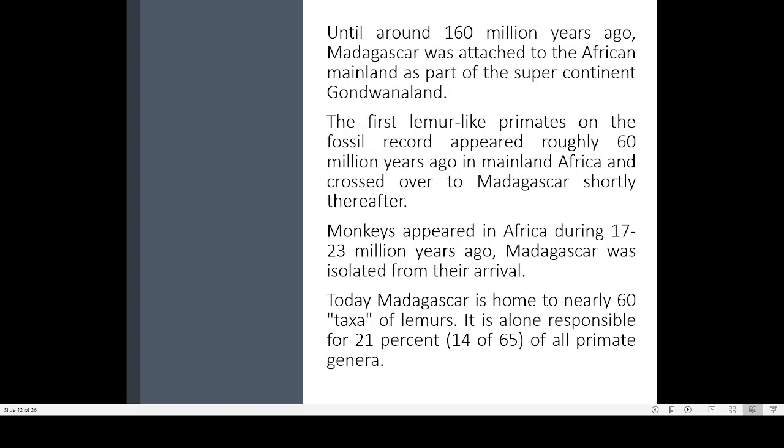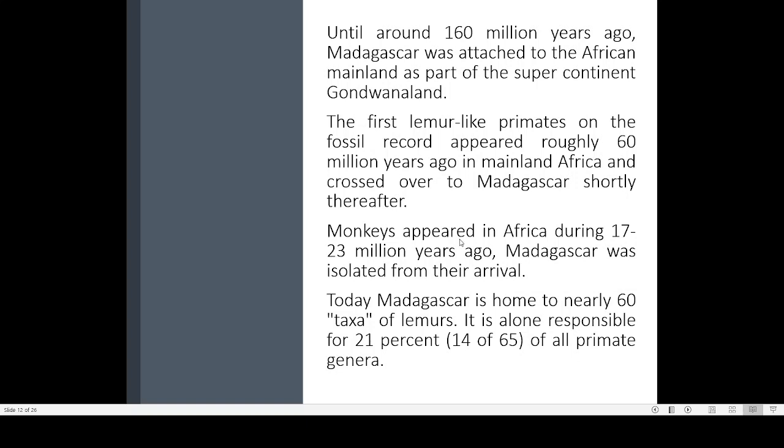Here you can see that until around 160 million years ago, Madagascar was attached to the African mainland as a part of the supercontinent called Gondwana. So this connection between Madagascar and Africa disappeared around 160 million years back. Until then, there was a connection between Africa and Madagascar. The first lemur-like primates appeared in the fossil record roughly 60 million years ago on the African mainland and crossed over to Madagascar shortly after. So the first primates of the lemur type appeared in Africa around 60 million years back.